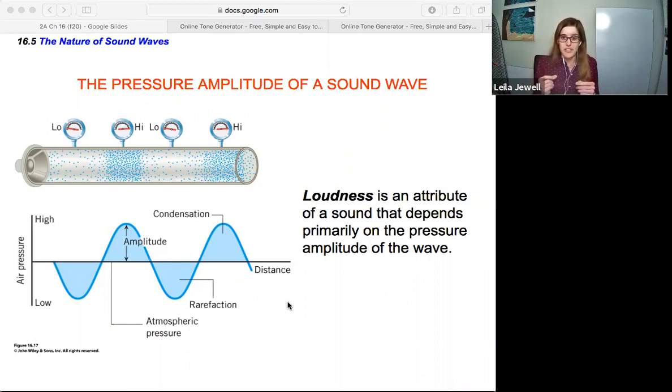And loudness is then an attribute of sound that depends on the pressure amplitude of the wave, right? If you increase the amplitude of the wave, then you are increasing what we hear as loudness, right? You have a larger pressure amplitude, larger differences in pressure. So this introduces the nature of sound waves.